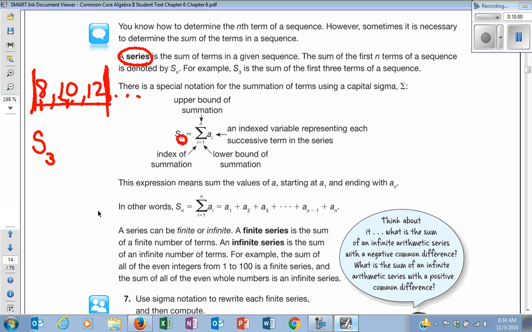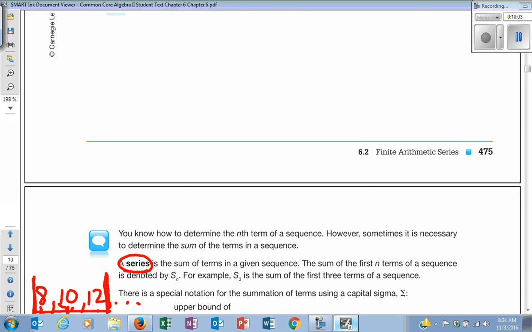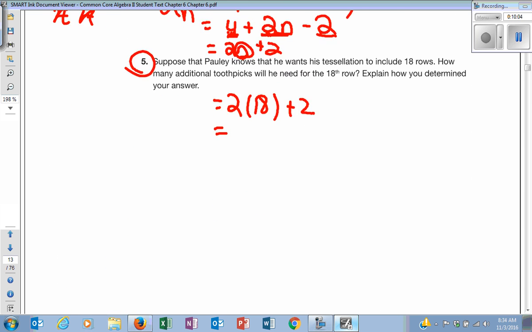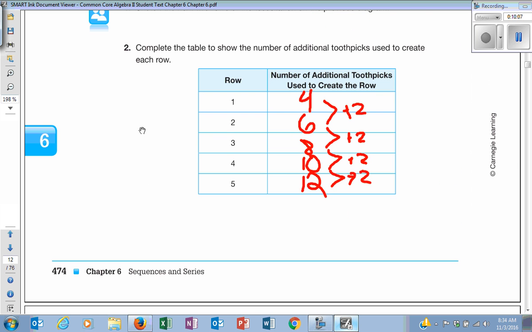So, do you remember in this example right here, where I told you this would complete row 1, this would complete row 2. How many would I need to complete row 1 and row 2 together? 10 toothpicks. How did I know that? I completed this series where I added the first row and the second row together to know how many total toothpicks I would need. That's what a series does. Do you understand what I just said?